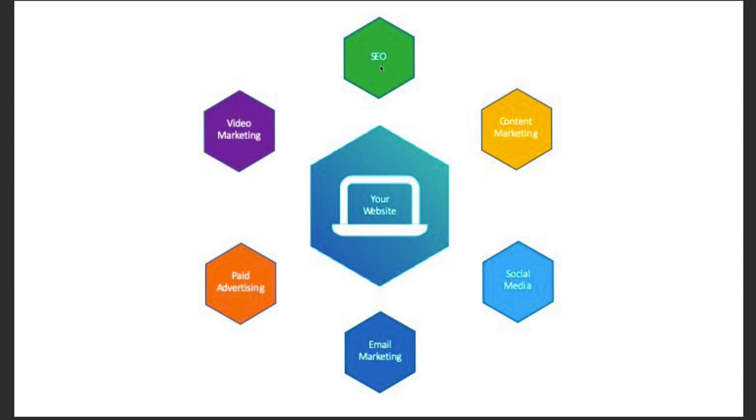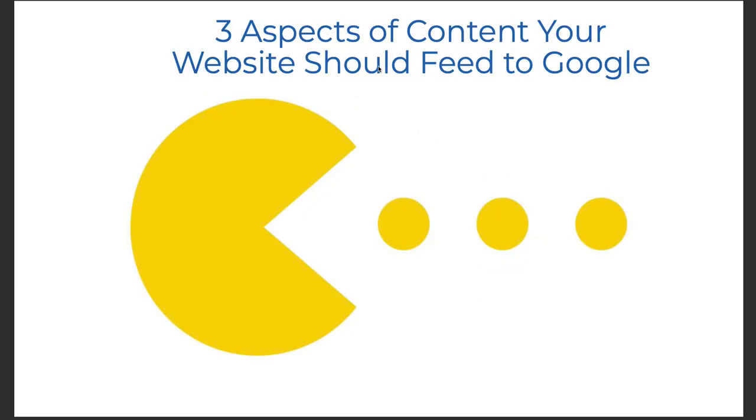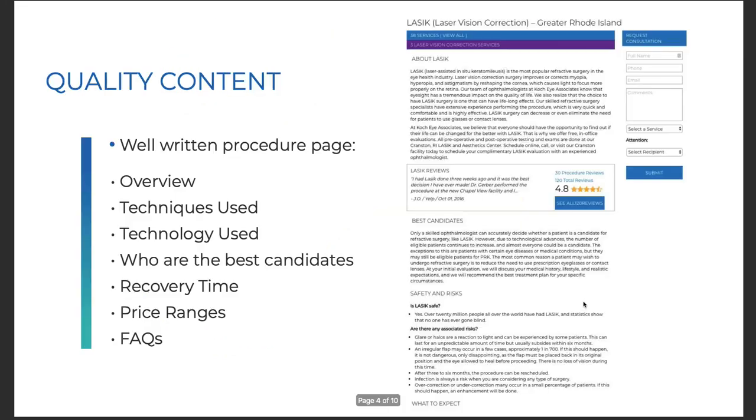Now, today's subject, SEO 101. Let's talk about it. There are three aspects of content that your website should feed to Google. Google's a lot like Pac-Man. It's hungry and it wants to devour content. So our goal is to give it what it wants. Number one, quality content. We're going to talk about that in just a minute. Number two, quantity of quality content. And number three, frequency. How often are you adding new content to the website? Let's discuss each of these three bullets.